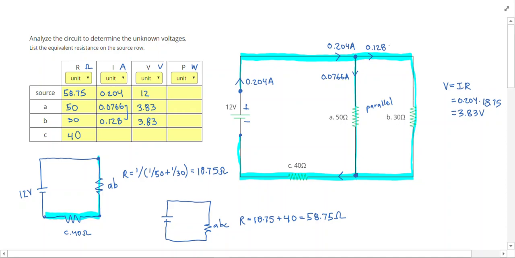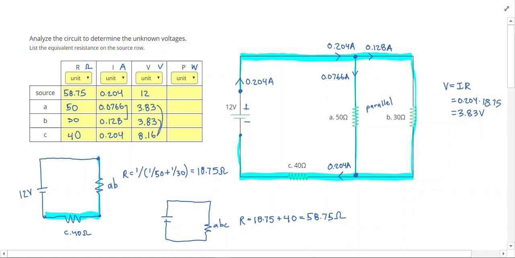Alright, next to figure out C, I have a couple ways to do this. I know that those two currents are going to come back together, and all of the current, so all 0.204 amps, will end up going through C. And that will give me a voltage of 40 times 0.204, or 8.16 volts. A way I can check my answer right here is I know on each route the voltage used at the resistors should add up to 12. So if I add A and C together, or if I add B and C together, I should get a voltage of 12, which I do.